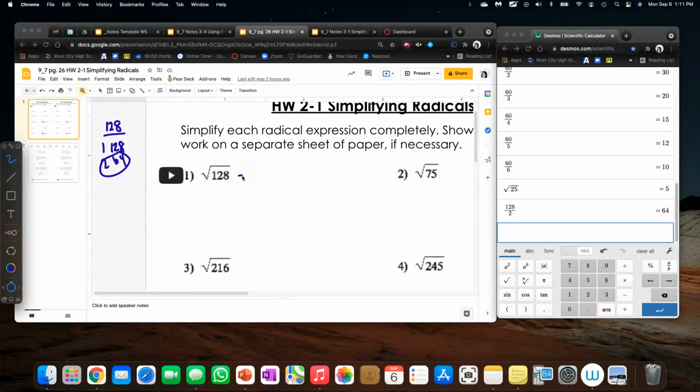So I can already write this as the square root of 64 times 2. And then we're going to split this apart as the square root of 64 times the square root of 2. And the square root of 64 is just going to be 8. So 8 times the square root of 2.